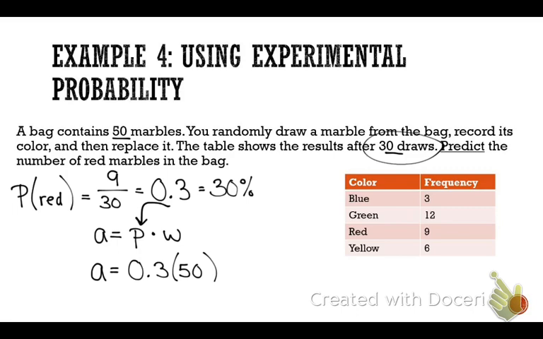And 30% of 50 is how many marbles? How many would it be, guys? 15 marbles. 15 specifically red marbles. So I find the percentage of what I had, and I use that percentage to predict the future, to predict a future amount. 15 red marbles.